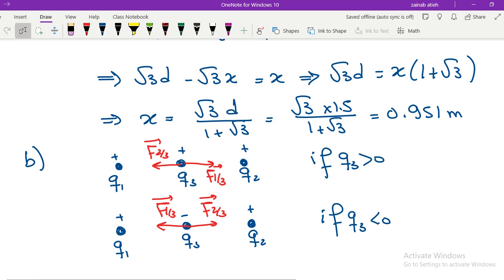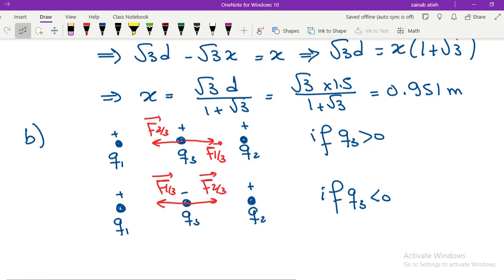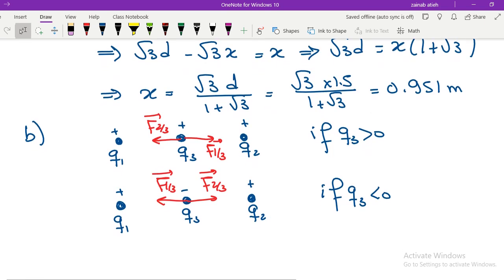So for part B, my answer will be yes, there is a stable equilibrium if the third bead, Q3, or the third charge Q3, has a positive charge. If it has a negative charge, it will be an unstable equilibrium.